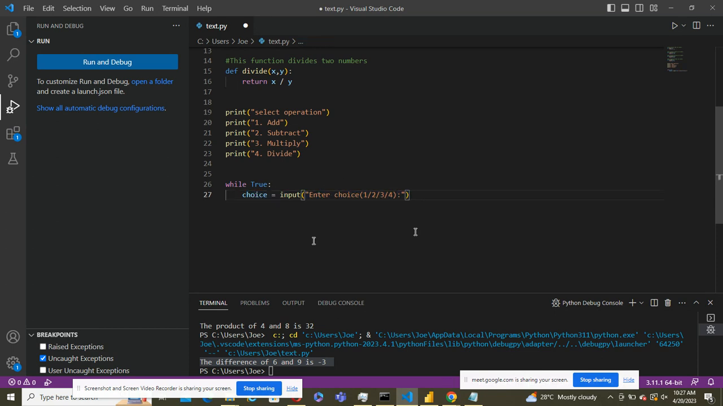Enter choice. So here, let me comment so that users can understand. Here we take input from the user. So that's the meaning of this one. We are going to take input from the user.